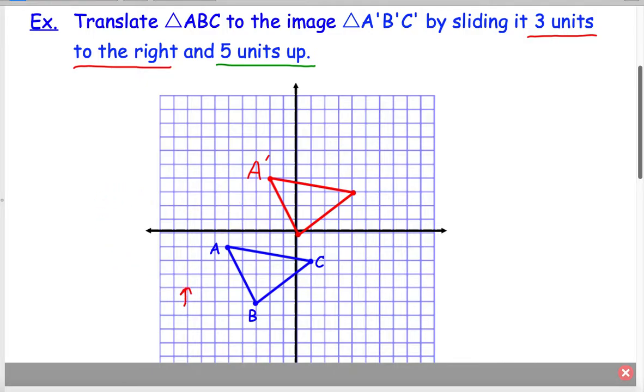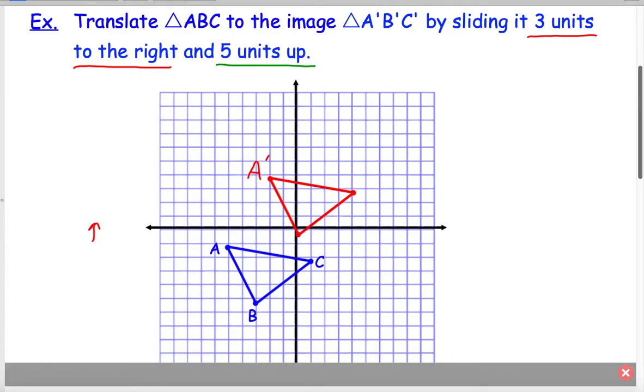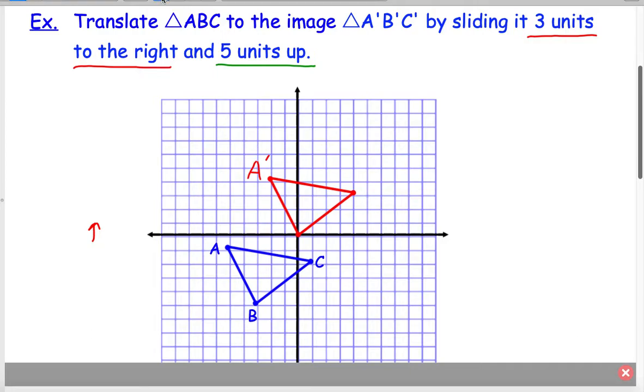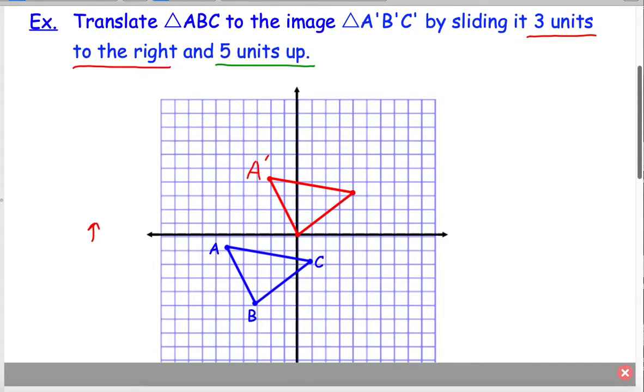Okay, then I'm going to look at the next point. Take B and move it 3 units to the right, 1, 2, 3, 5 units up, 1, 2, 3, 4, 5, right there. My graph has moved a tiny bit here. Oops. There we go. And so that point we're going to call B prime.